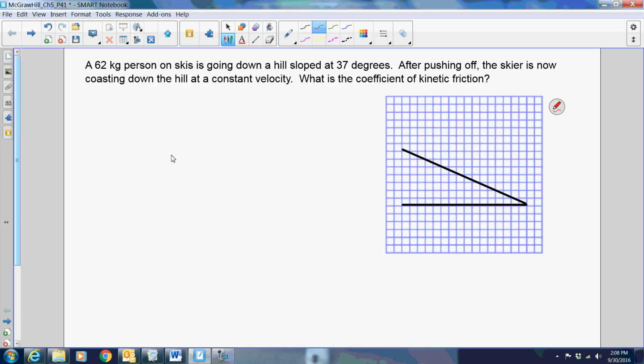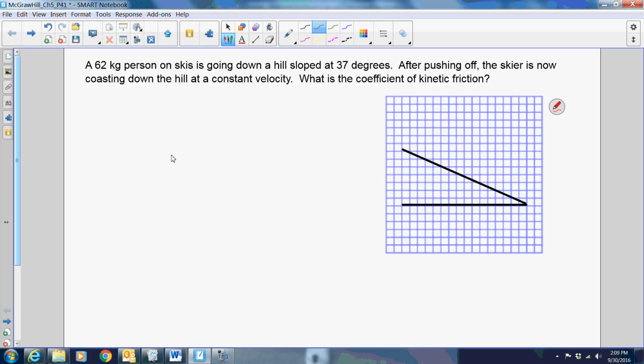This problem is a ramp problem that comes from a different book. Because you see in the problem it talks about the skier coasting at a constant velocity, we know that it's at equilibrium and all the forces will cancel. And we start by drawing the free body diagram.